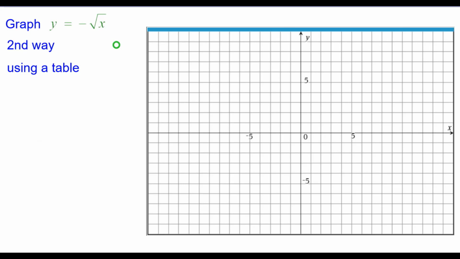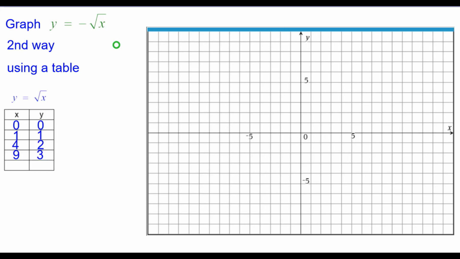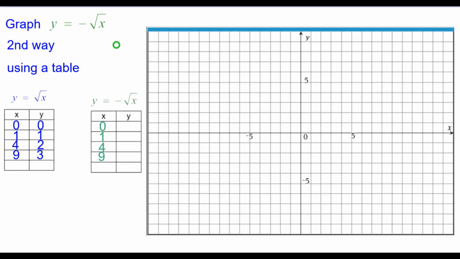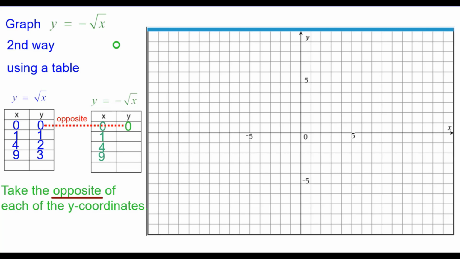A second way is using a table. We'll start off with the traditional y equals square root of x values that we normally would plot. And then we're going to take the opposite of each of those y coordinates. The opposite of 0, of course, is 0, but the opposite of 1 is negative 1. So we plotted those 2 points.